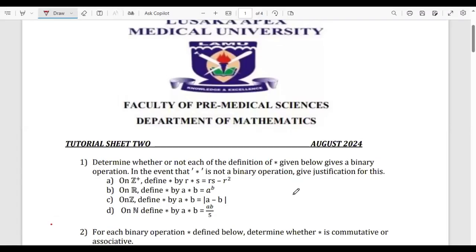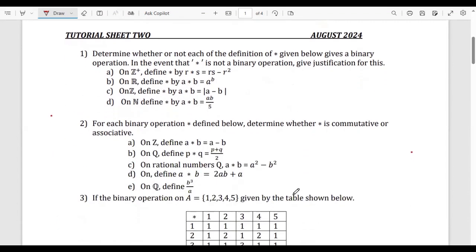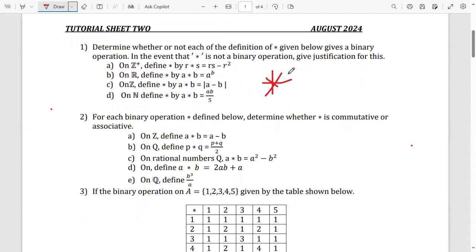Okay, so welcome to this video where we're going to solve questions 1 to 4 of tutorial sheet 2. Questions 1 to 4 are on what we call binary operations. A binary operation can be any operation between two or more numbers. In most cases, a binary operation is represented by a star like this. This star will be defined based on the formula you've been given.